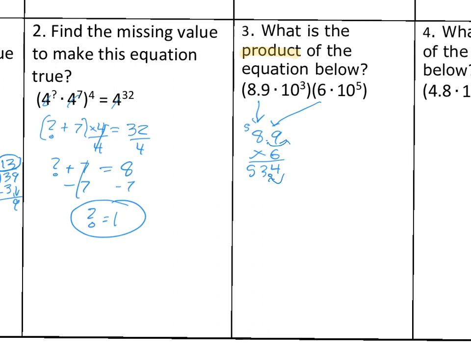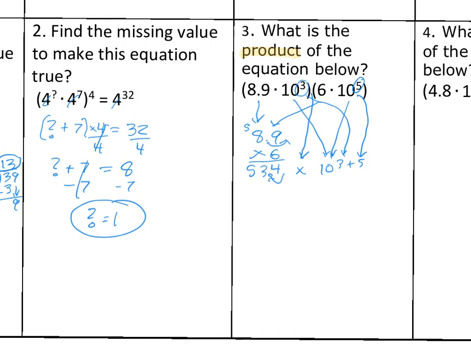So 53.4 is our 8.9 times 6, times, so we have multiplication between the tens to the third plus 5. And go ahead and make those connections. So again, we have 53.4 times 10 to the 3 plus 5 for that exponent right there.